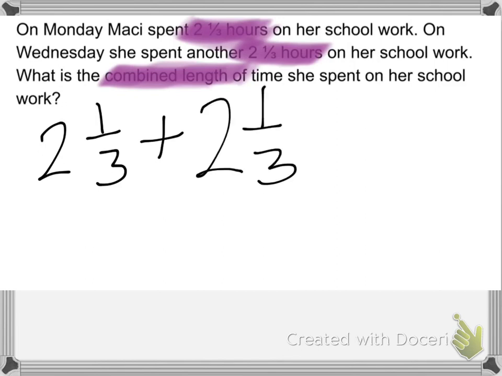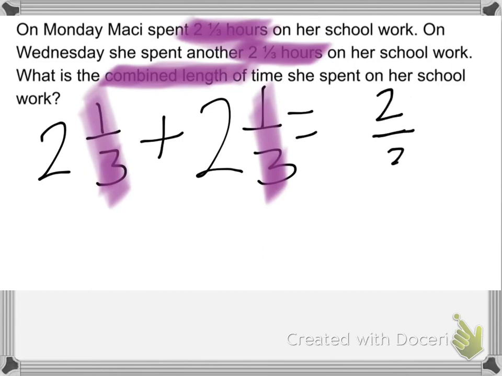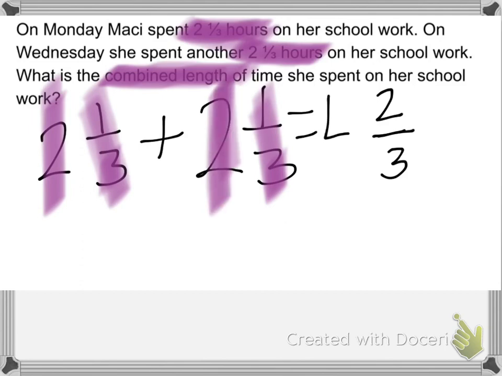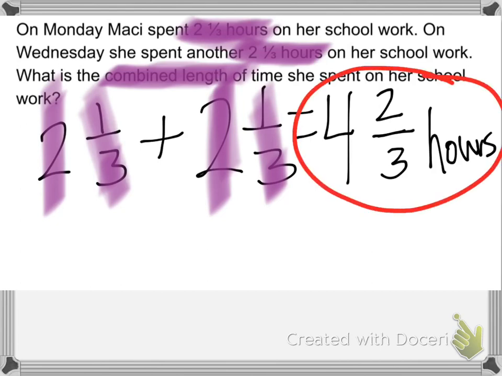1/3. Again, I have the same common denominators, my 3's. I'm going to add 1/3 plus 1/3 first to get 2/3, and then I'm going to add my whole numbers, so 2 plus 2, which equals 4. So my answer would be 4 2/3 hours. And since the numerator is smaller than the denominator, I can just leave it like that. I don't have to simplify it.